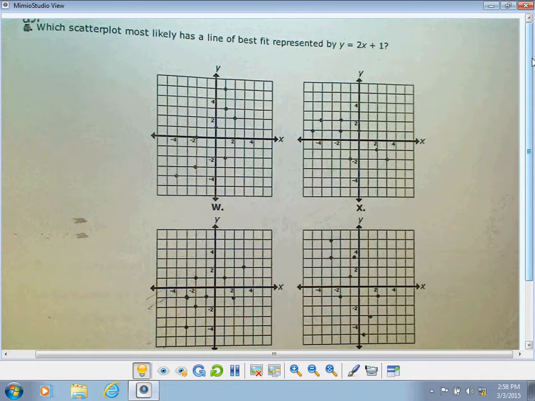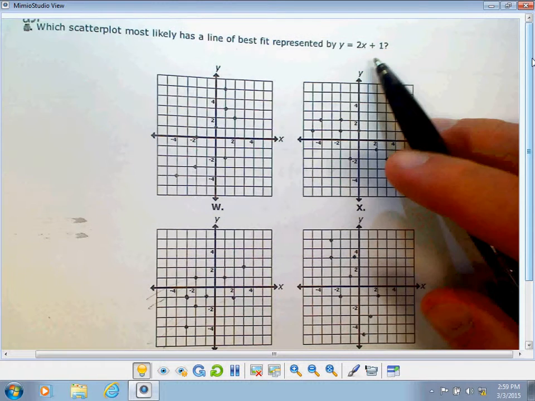So it says, which scatter plot most likely has a line of best fit represented by y equals 2x plus 1? So instead of drawing the line of best fit, they tell you the equation for it, and then they're asking you to look at those 4 graphs and figure out which one of those 4 graphs would have a best fit line, like the ones we've been working with. A line right through the middle of the data, a best fit line that would have this as an equation.